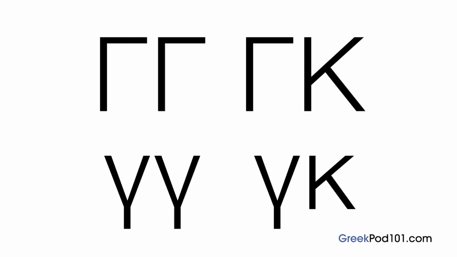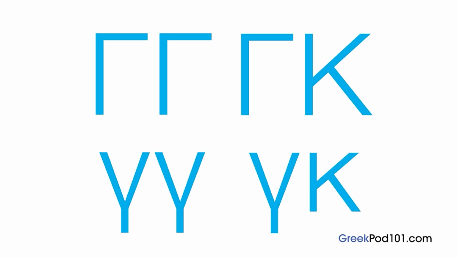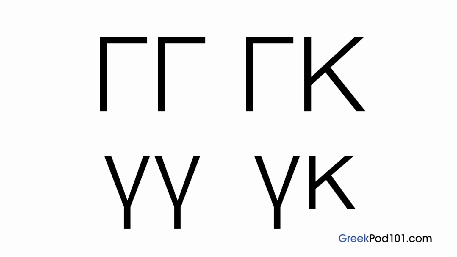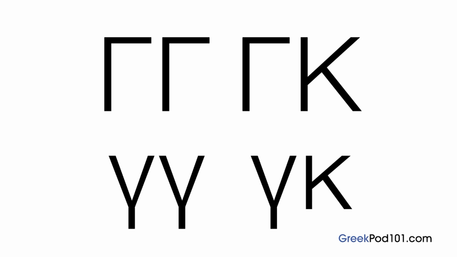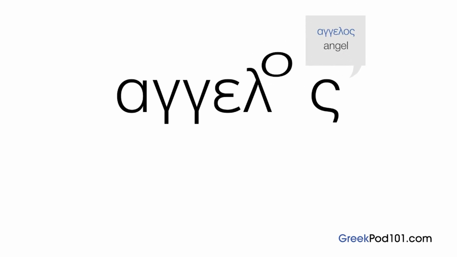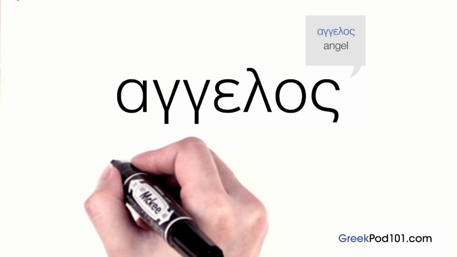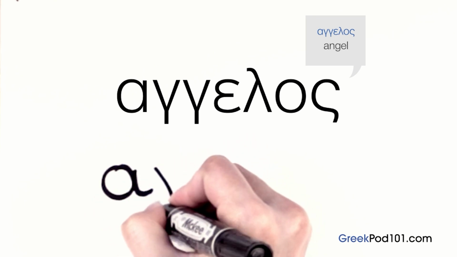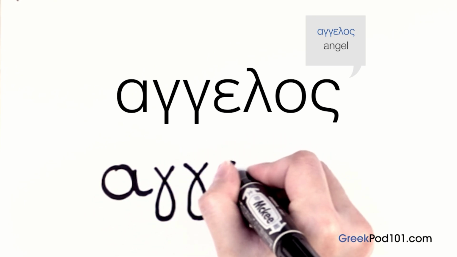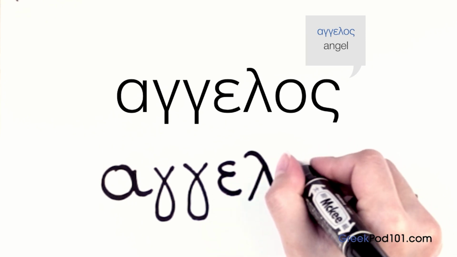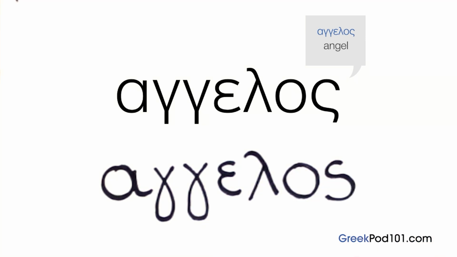There are 2 ways to write this using the Greek alphabet, both involving the letter gamma. You can either double gamma or you can add a kappa next to it. They both make a g sound. Two examples, one for each of these combinations, are angelos, meaning angel, and anangi, meaning need. The noun, not the verb. Let's write them together. Angelos.